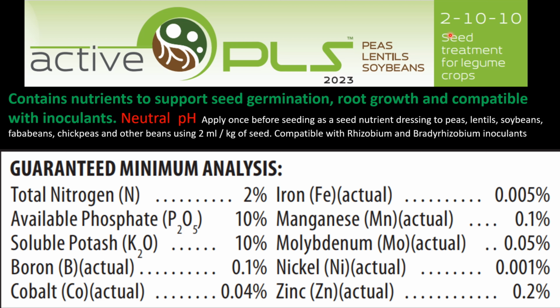So it's 2% nitrogen, 10% phosphate, and 10% potash. So this helps the entire plant as well as the nodules themselves, and have a role in terms of fixation, which we'll get to later. But it's got 0.1% boron, some cobalt, iron, manganese, molybdenum, nickel, and zinc. These transition metals are needed for all the reaction processes that take place and as catalysts in enzymes. So that's the sort of spectrum I'll be covering here throughout this presentation.